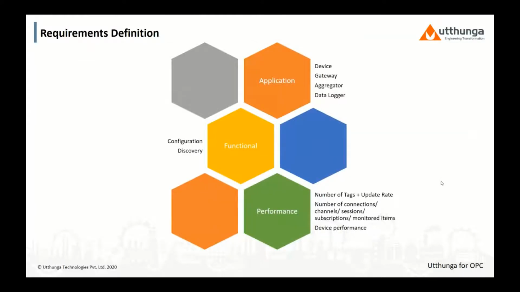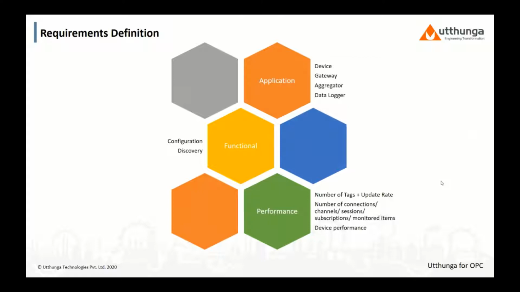So with respect to requirement definition, if you're coming out with either a new product or even enabling an existing one, we need to look at these different aspects. So what kind of application is the product going to be? Is it going to be a field device, or is it going to be a gateway device, or aggregator device, or a data logger device? So what kind of application is that going to be? And with respect to functionality, how do we do the configuration? How can you make the device discoverable in the network, and so on? You can define which way that needs to be done.